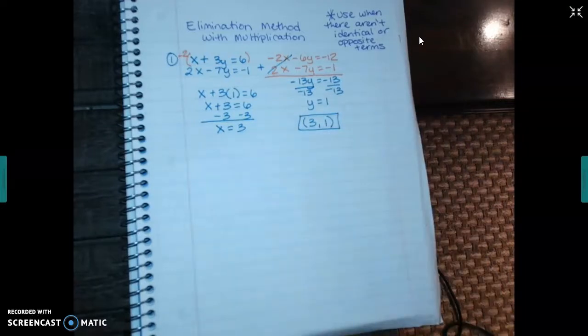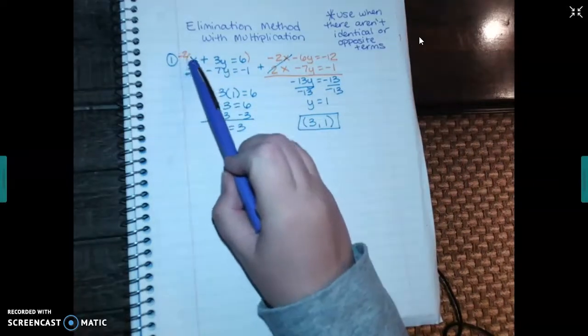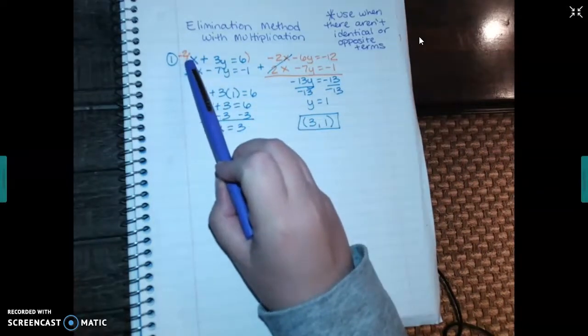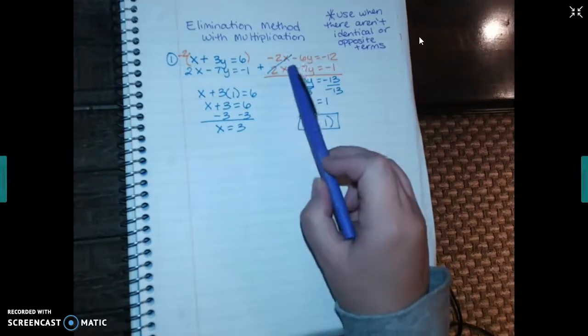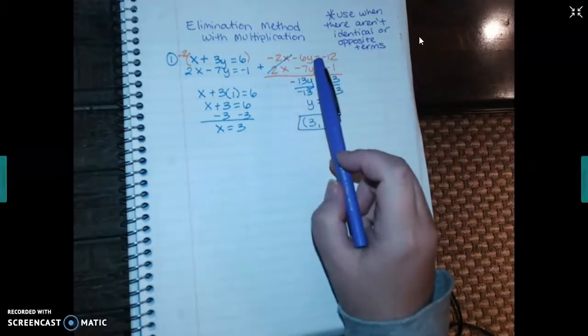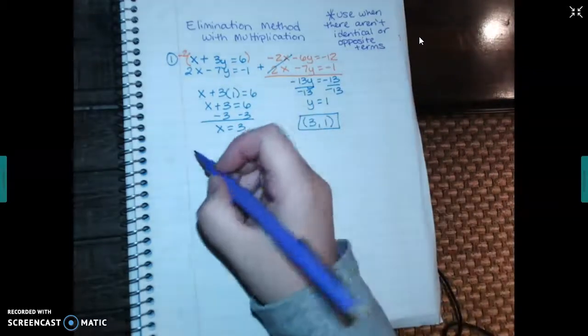What I want you to notice is that the only new step is this very first part right here. I had to use multiplication to create opposite terms. Once I had those opposite terms, I was back to where I was yesterday with being able to add my equations and then solve. Let's take a look at another example.